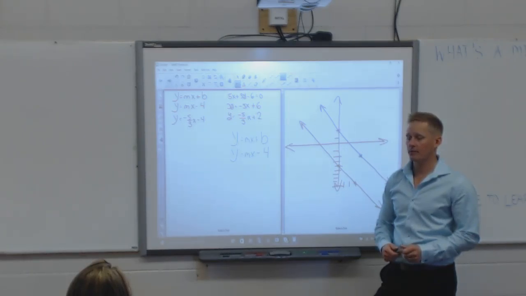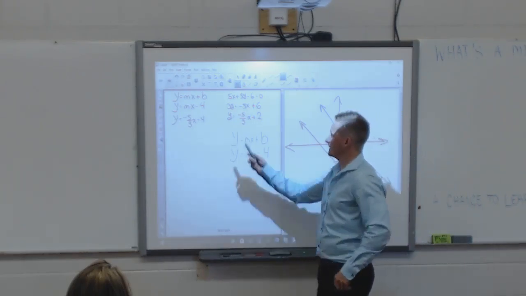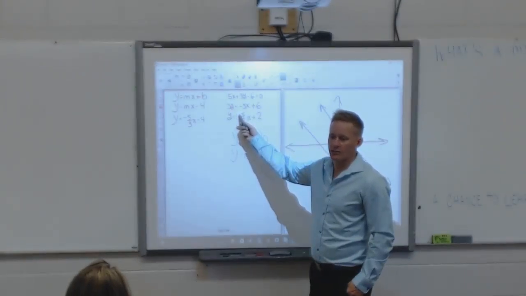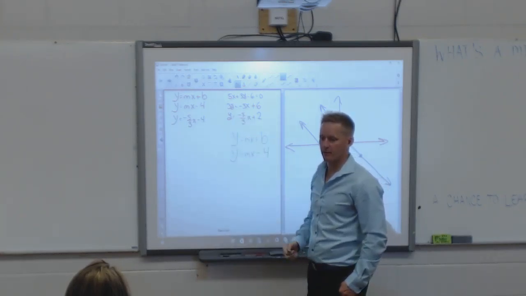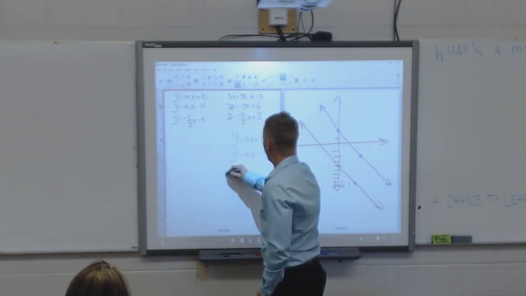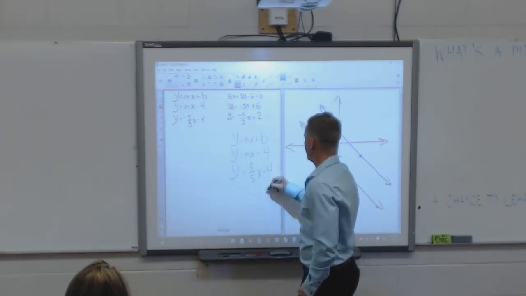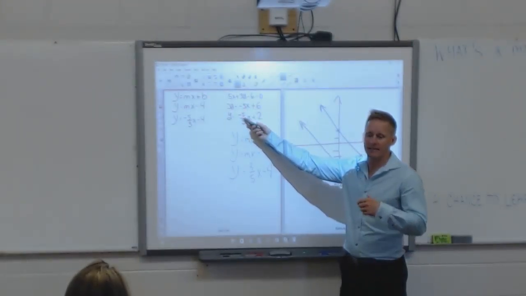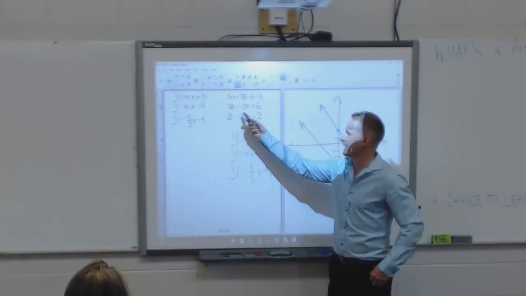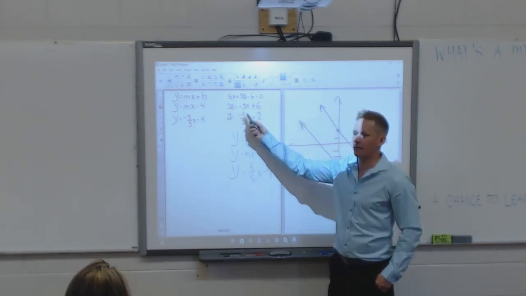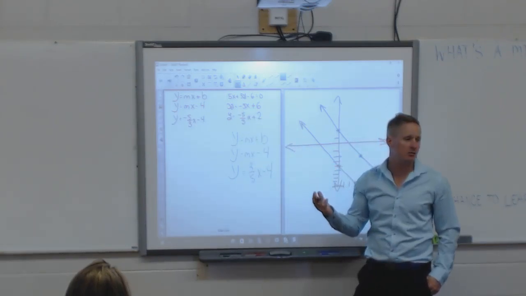3 over 5. Okay? It's negative right now. The fraction's negative, correct? I need to make it a positive and then flip it. So my new equation is y equals 3 over 5x minus 4. Negative reciprocal. All that it's saying, when I say negative reciprocal, what it means is that it has to have the opposite sign and then flip the fraction. That's the easiest way to remember it.